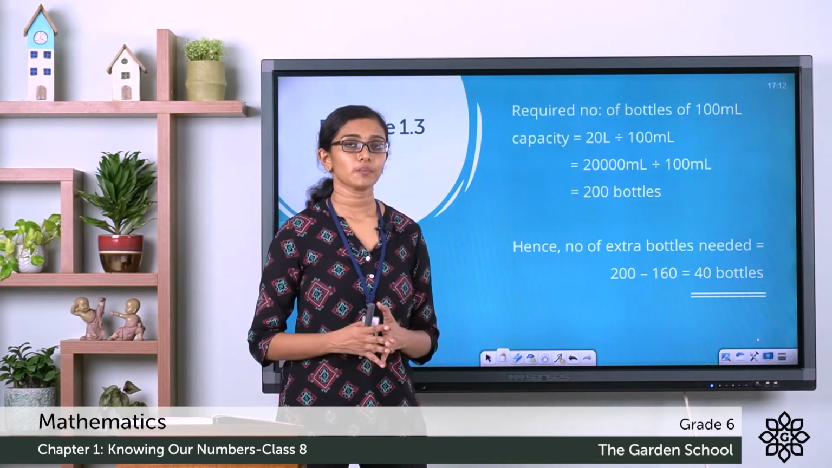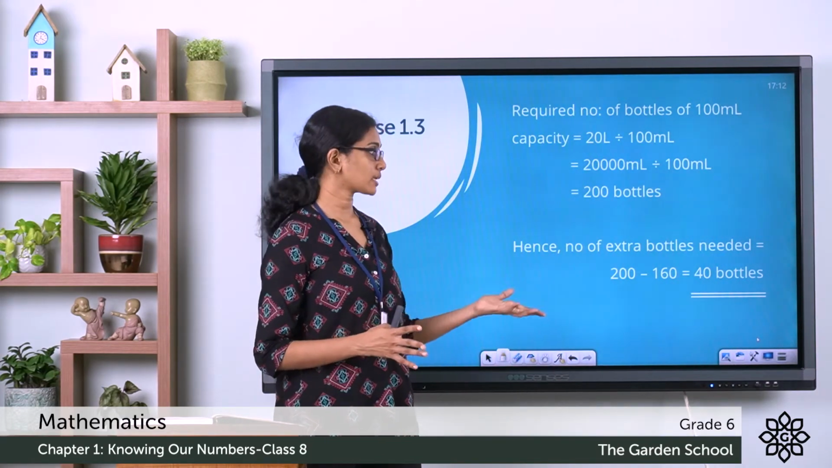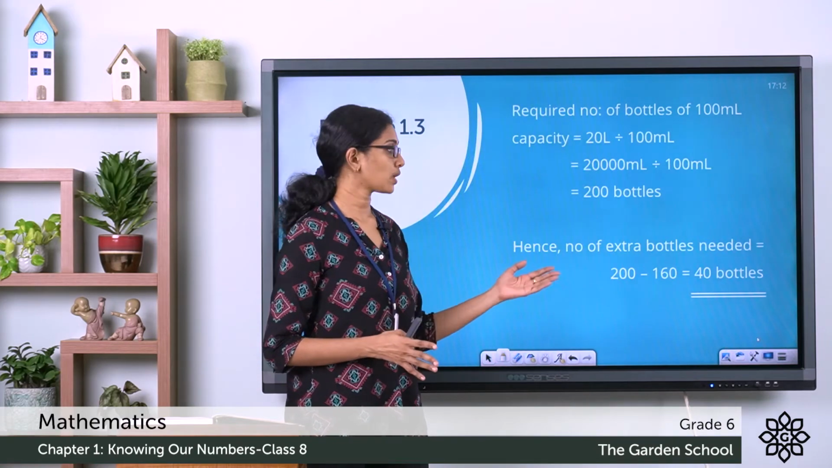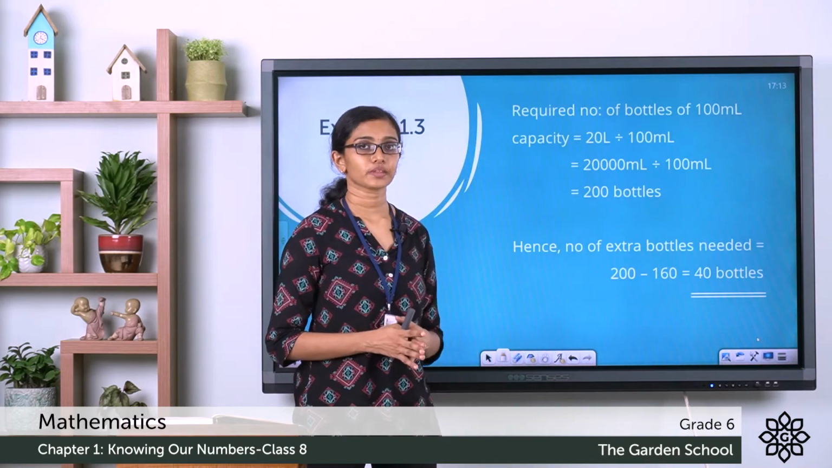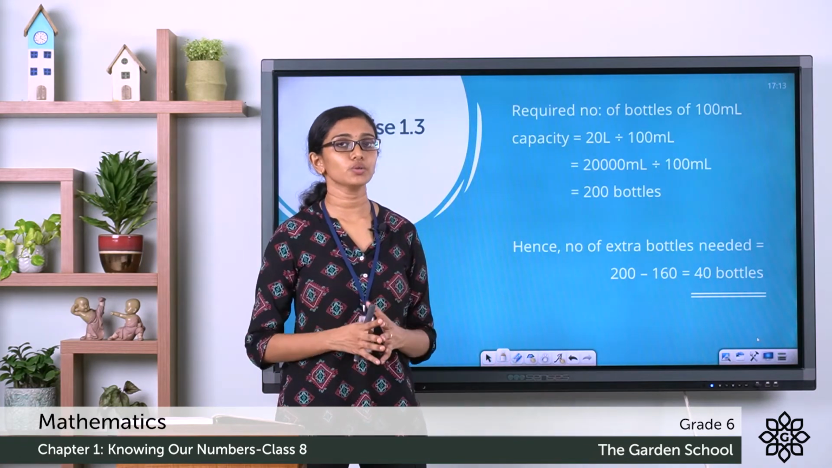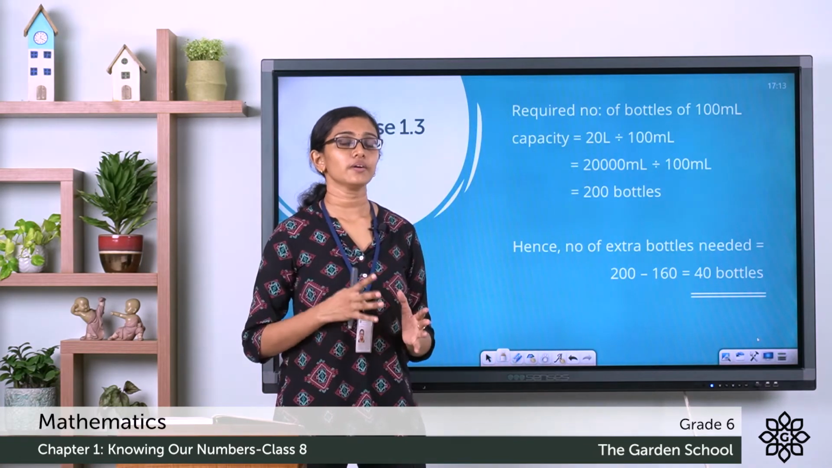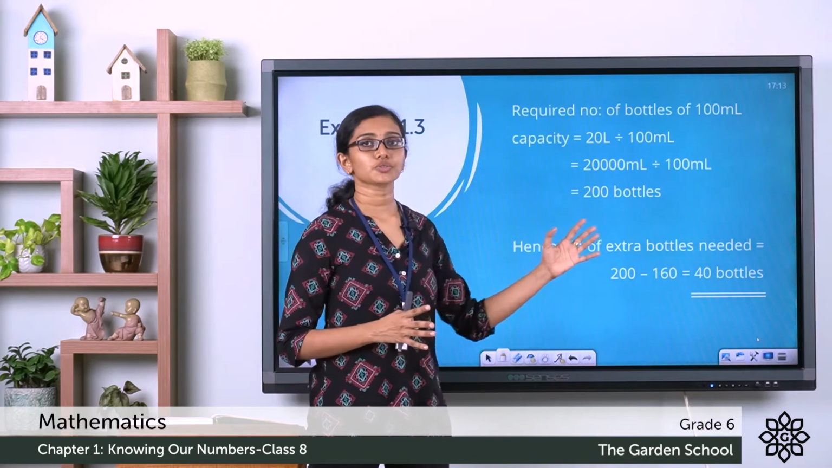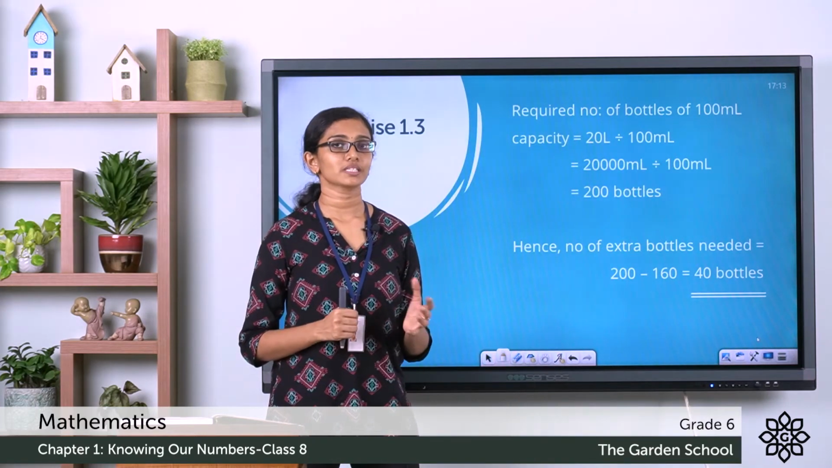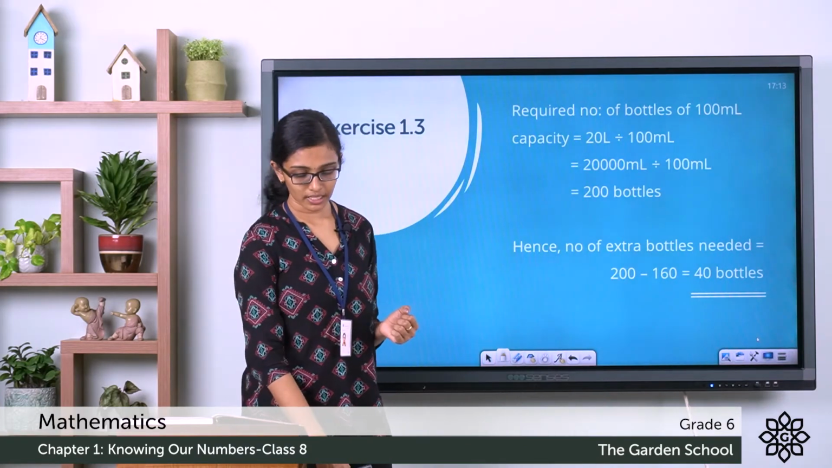So, the number of extra bottles they need when they change their plans is equal to the difference of the two cases, that is 200 minus 160, which is equal to 40 bottles. So, if they were going to use 100 ml bottles, they would have required 40 extra bottles to contain this 20 liter of syrup. Hope this is clear to you. Now, let's move on to the next question.